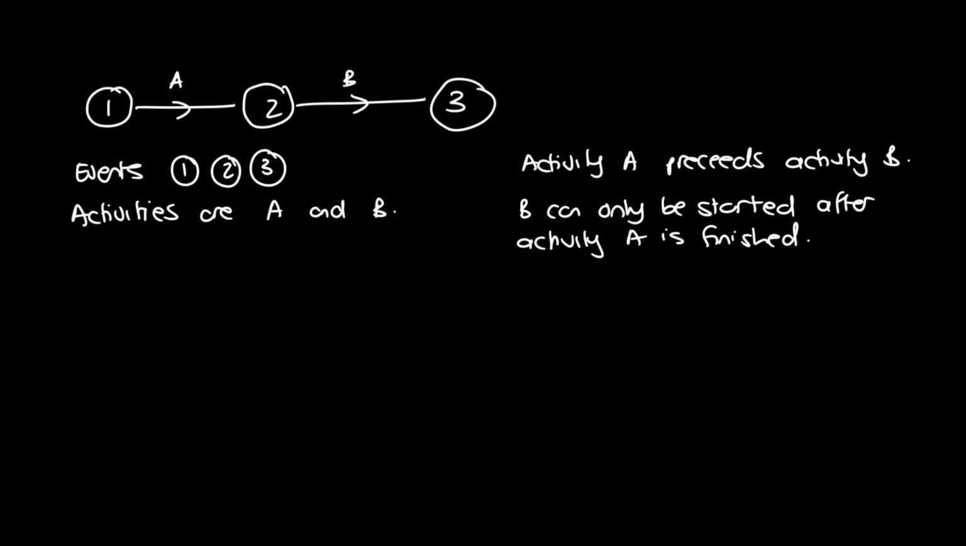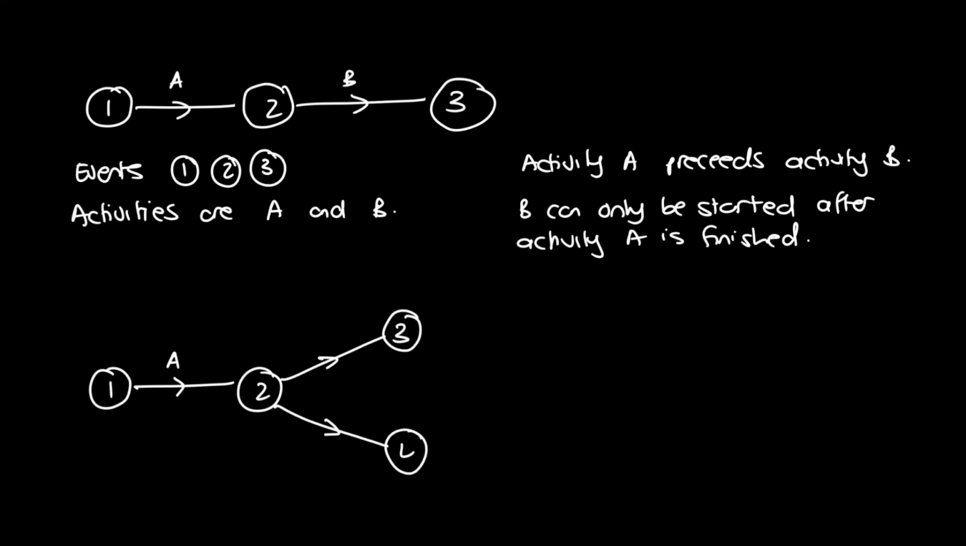Okay, so activity A precedes activity B, so B can only be started after activity A is finished. So let's look at another example. So let's have an event like this, and let's have A sitting here like that with event 2. So we haven't changed anything in that regard, but let's add another activity coming out of event 2. So we have 3 and then we have 4.